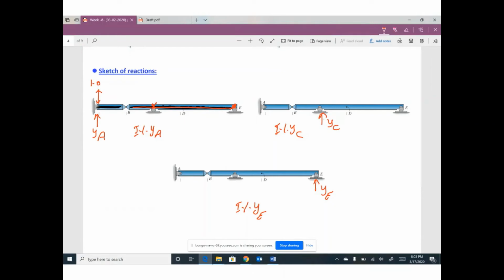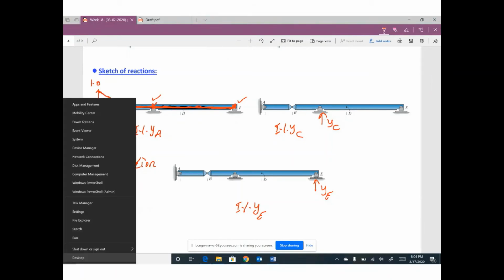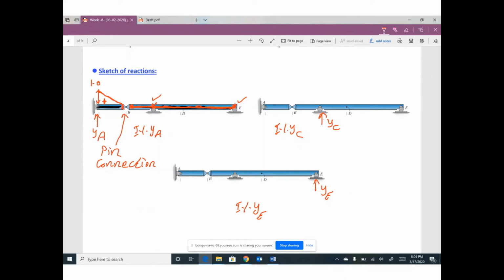Okay, I know the location of this point and the location of this point will remain at the same location, so the new position of this member will be the same position. And also, at this location, we have something called pin connection. If the right side didn't move, the left side will not move. The final shape of this beam looks like this. This shape can be called influence line for reaction YE.